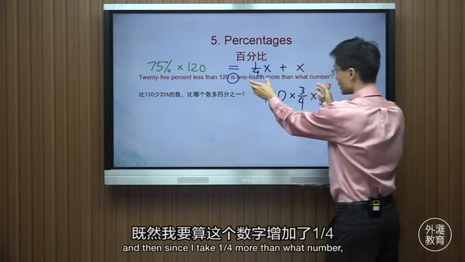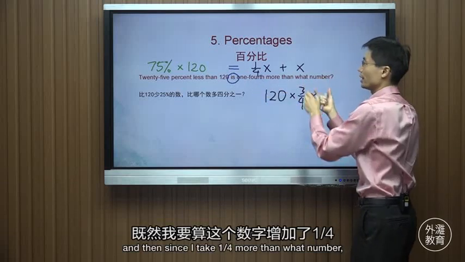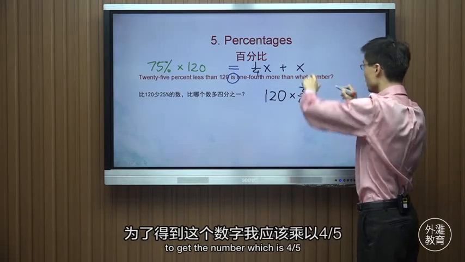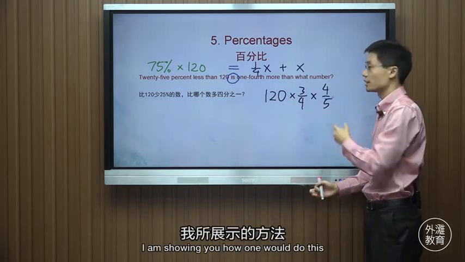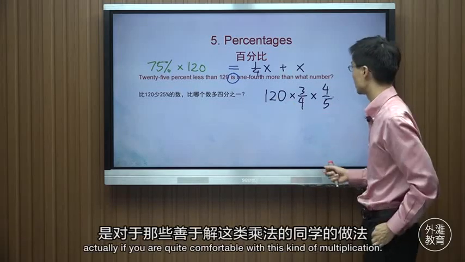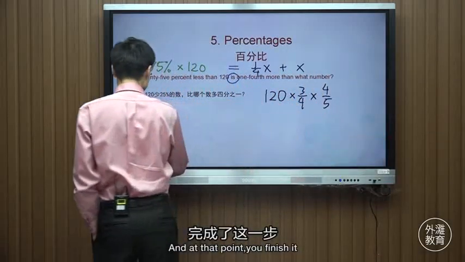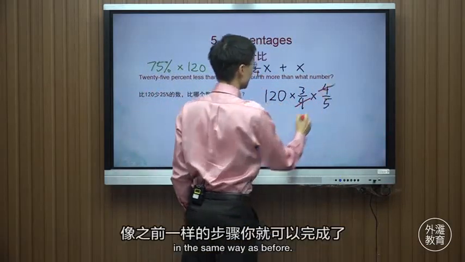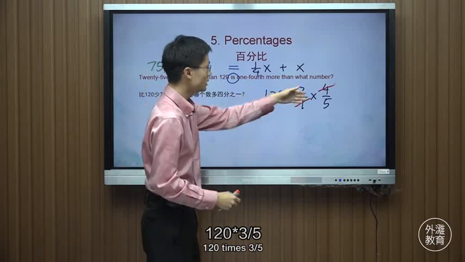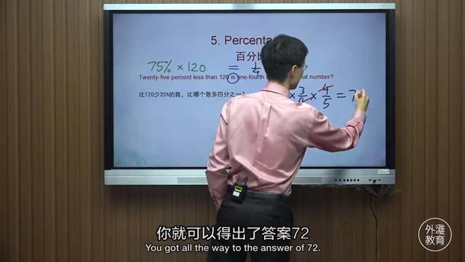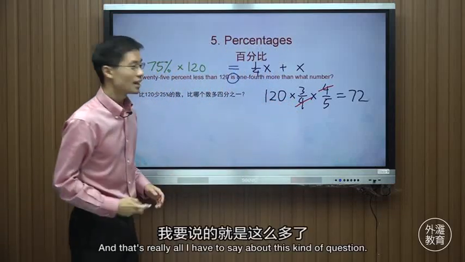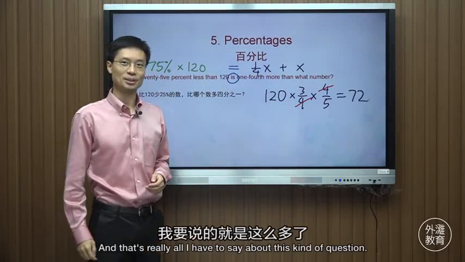and then, since I take 1/4 more than what number, to get the number, it's 4/5. I'm just showing you how one would do this if you're actually quite comfortable with this kind of multiplication. And then at that point, you finish it in the same way as before. And 120 times 3/5, we got all the way to the answer of 72. And that's really all there is to say about this kind of a question.